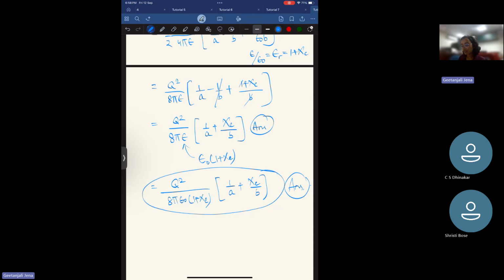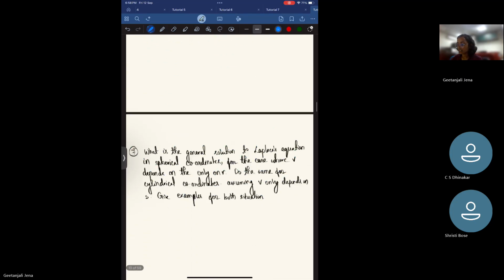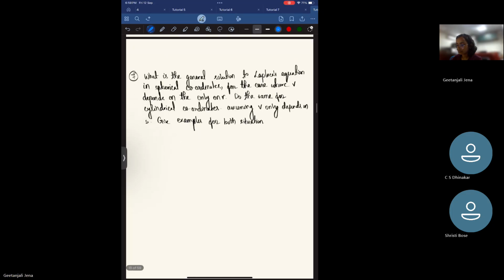So remember the general formula, it's half D dot E, and you are easy to go for finding the energy. Okay, so next we'll start solving the problems related to the Laplacian equation.